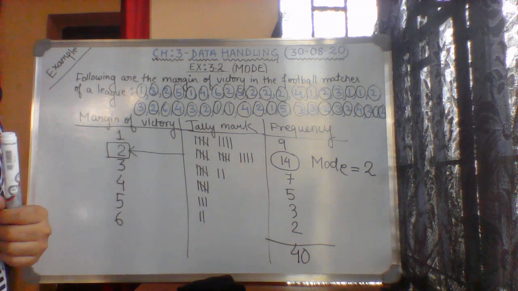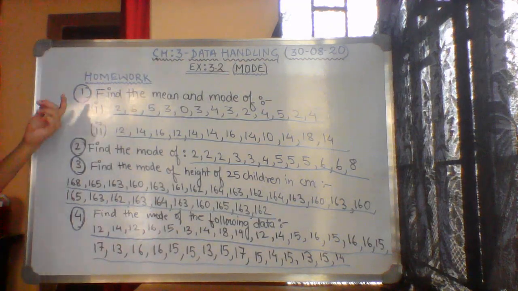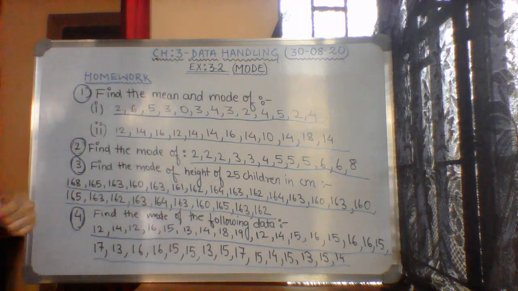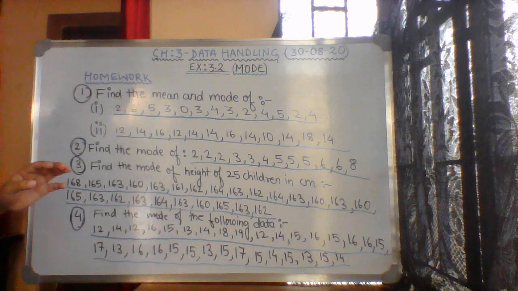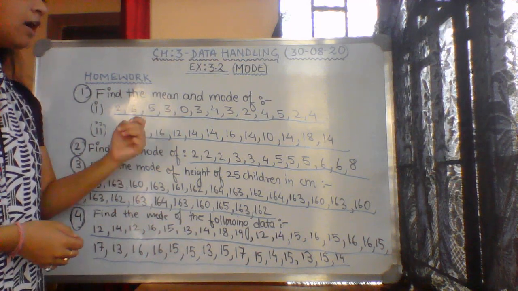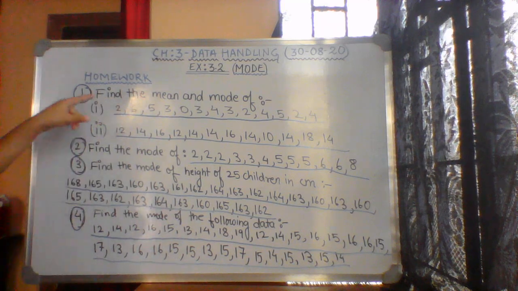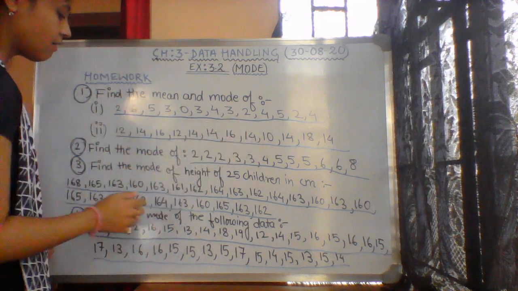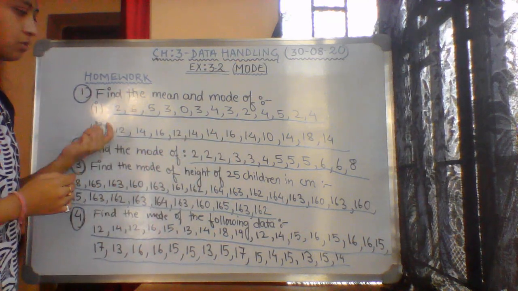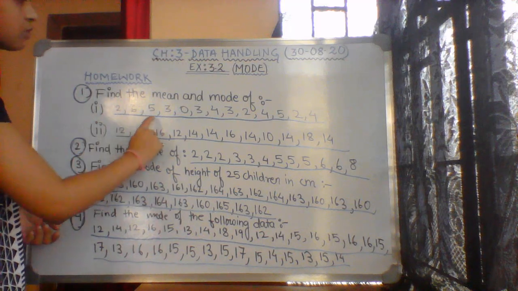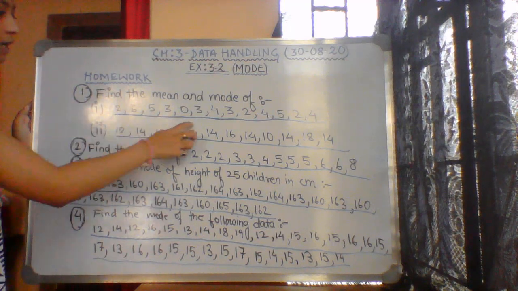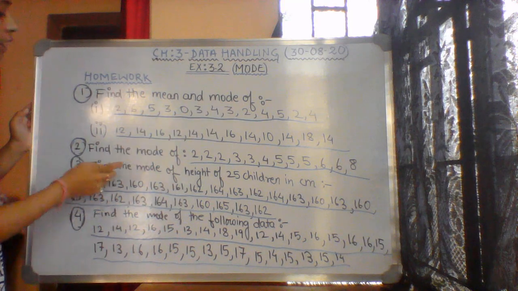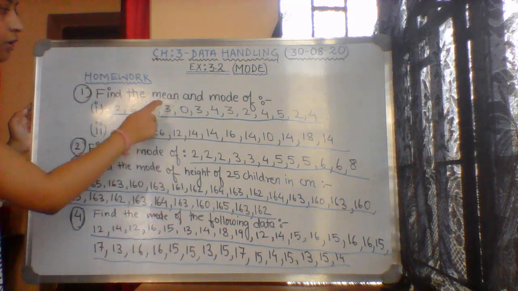So now a few homeworks for you. First question, find the mean and mode of the data given. You have to find both because you have already learned about mean and you now know about mode also. I have underlined, so you must not confuse between numbers. Be careful to note down these values. Okay, so these are the two given datas. For the first data you find mean and mode. For the second data also you have to find out mean and mode.